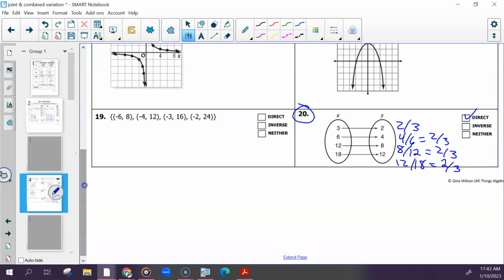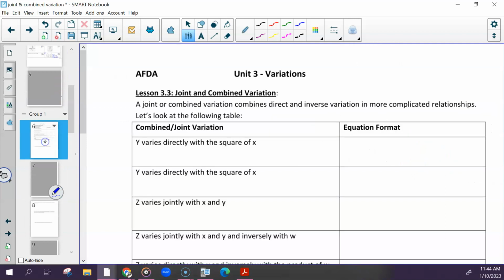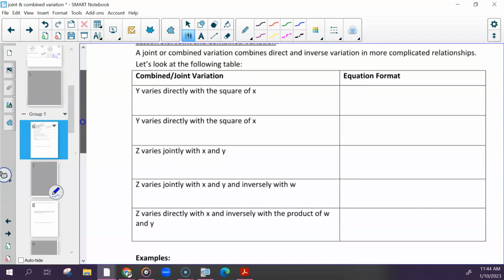If not, go on to the next page. So when we start our joint and combined, some of them will be just like what we've done before. It'll say directly or inversely, and we'll just write the equation. Sometimes the variables will change, so the format will be the same, but the variables will be different. Or they might say something else, so we'll cross that bridge here in a second.